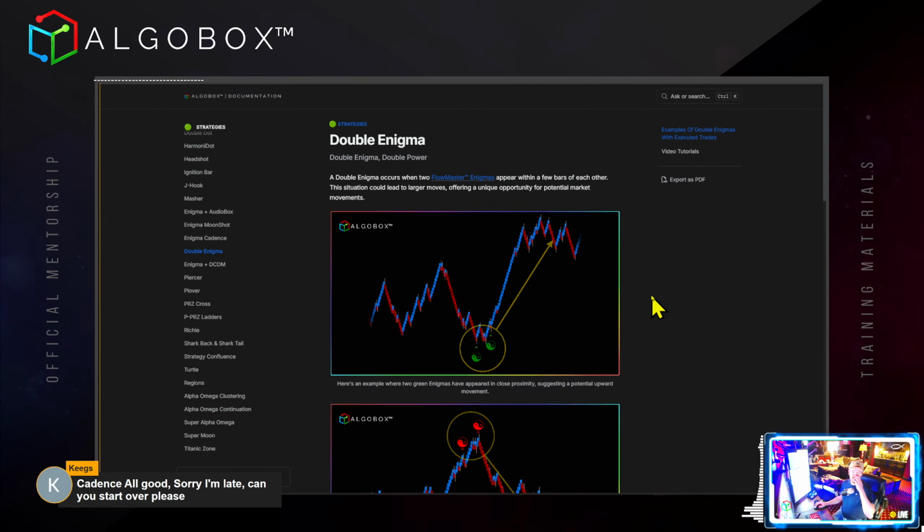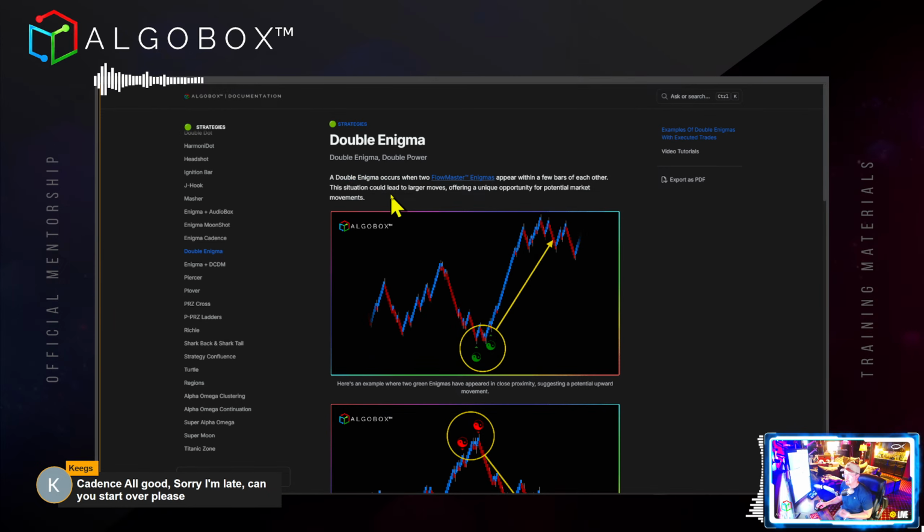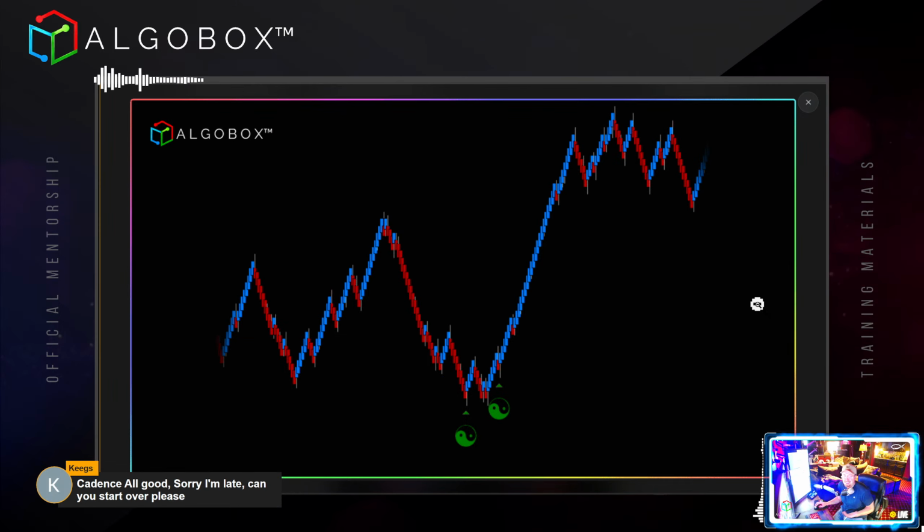All right, let's go to double enigmas. We actually showed a double enigma in that last example. Double enigma, double power. Yes, a double enigma occurs when two Flowmaster enigmas appear within a few bars of each other. This situation could lead to larger moves, offering a unique opportunity for potential market movements. Double enigma, it's exactly what you probably think it is.